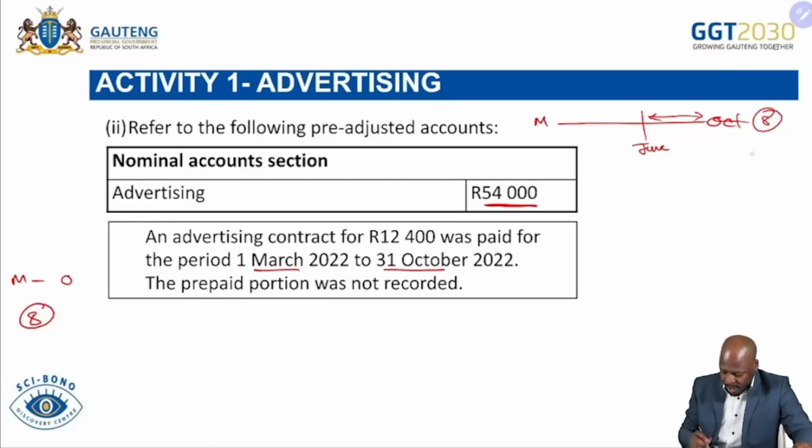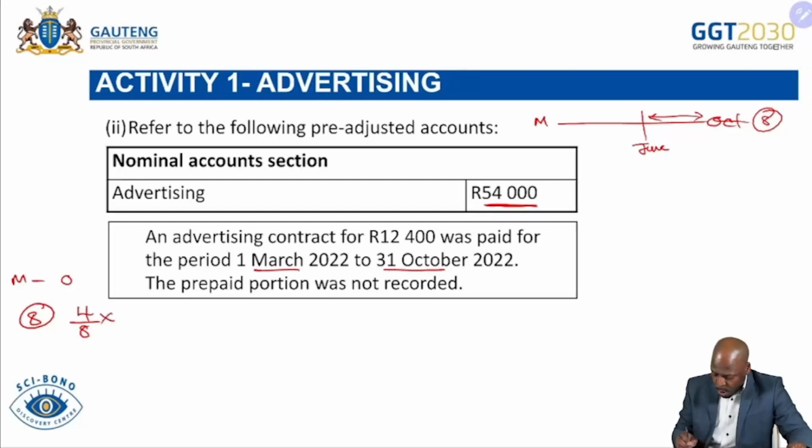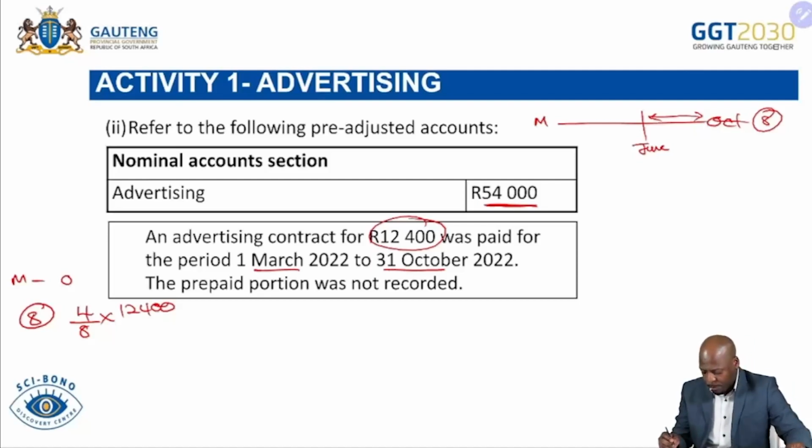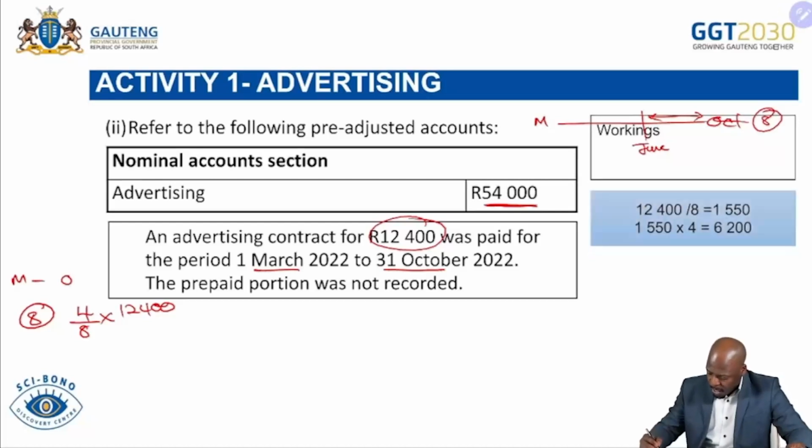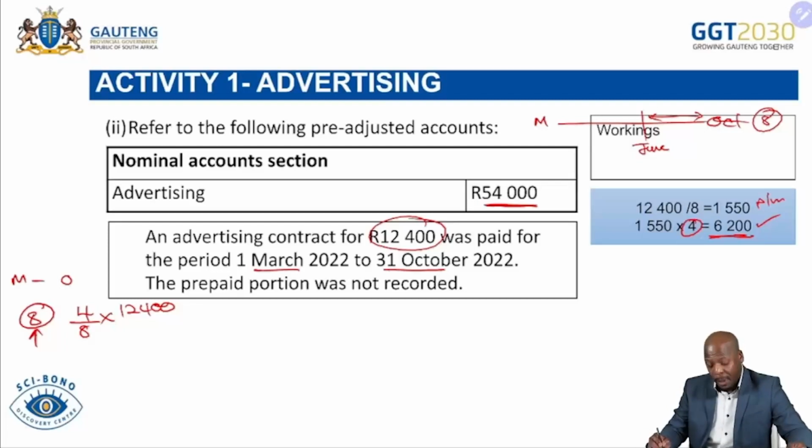So what is it that we want? We want the 4 over 8 of the 12,400, of the 12.4. All right. So once you get that, you will see here is the 12.4. This is another way actually of doing the same thing, but you come back again to your 6.2. Here you're simply saying 12.4 divided by the 8, which is the same 8 months here. Then you get per month, and then you multiply it by the 4 months which are paid in advance. Or you can simply say 4 over 8 multiplied by 12.4, and it will still give you the 6.2.